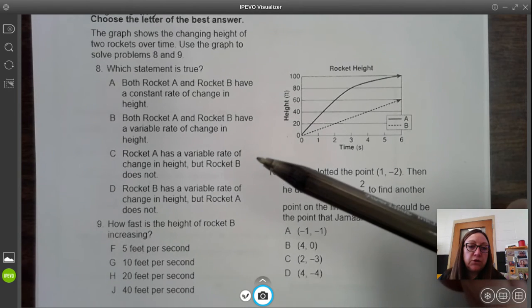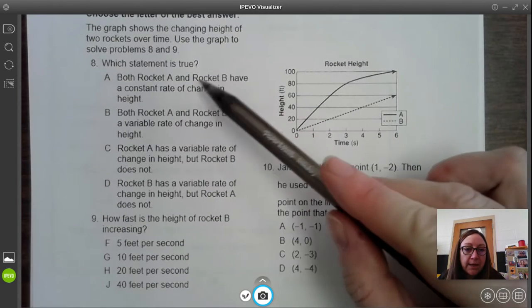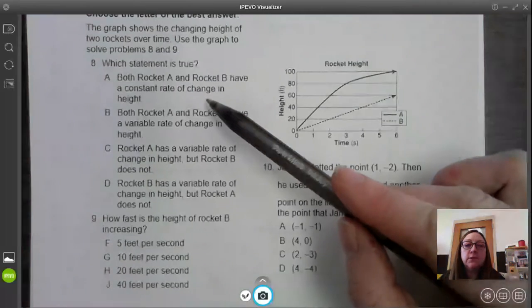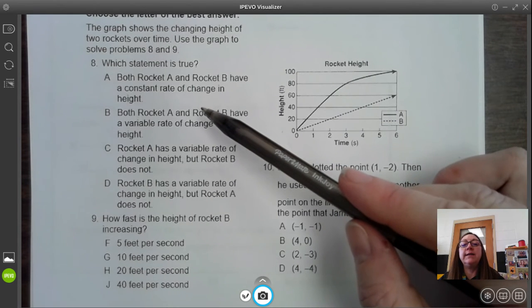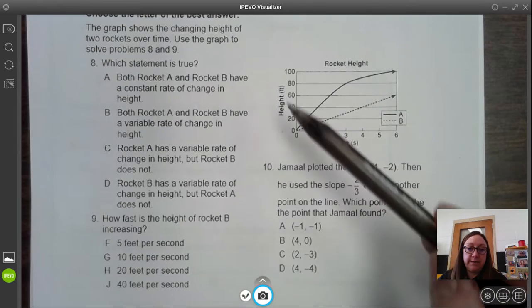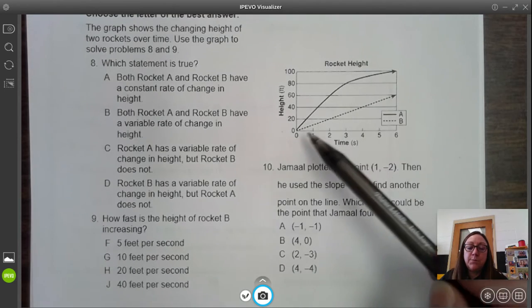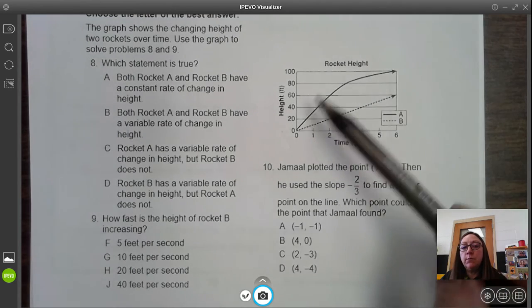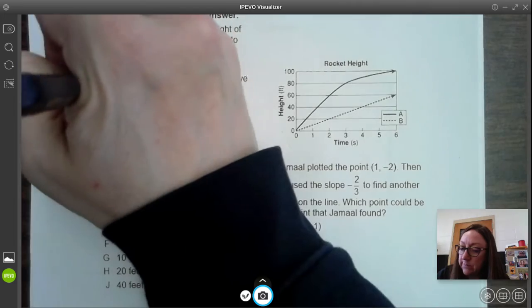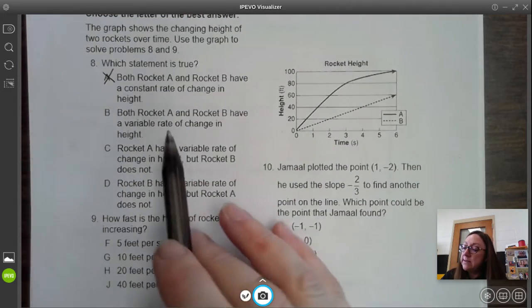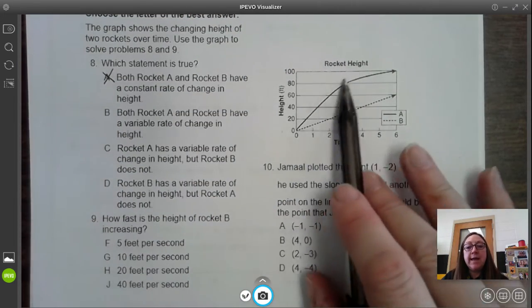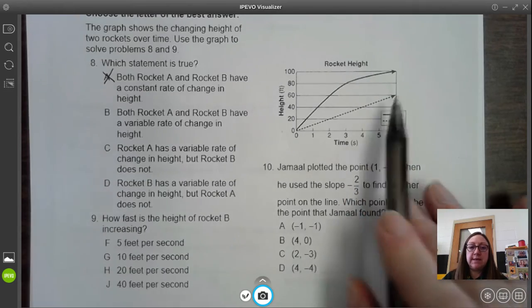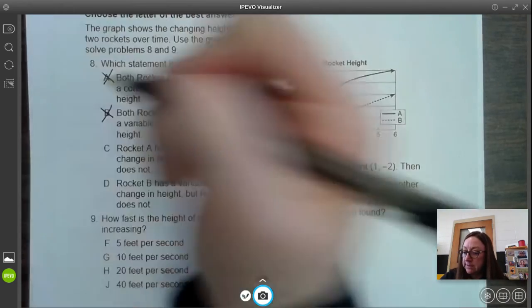So which statement is true? All right, both rocket A and B have a constant rate of change in height. So yesterday we talked about how constant rates are lines. Rocket B did have a constant rate, but A does not. So it can't be this one. Okay, B says A and B both have a variable change. Well, A has a variable change, but B has a constant change. So it's not this one.